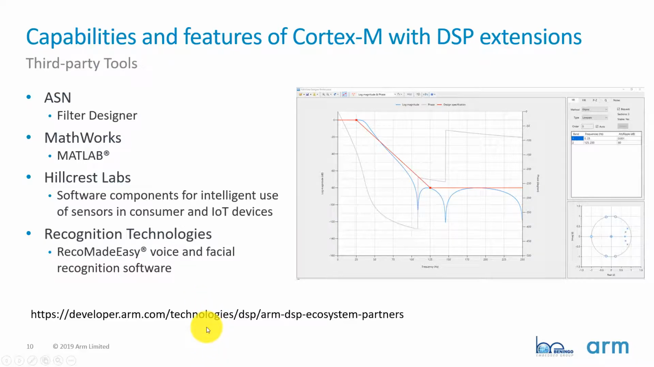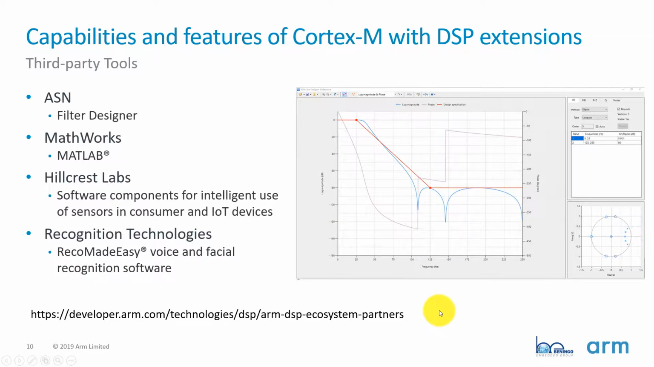So what I'm getting at is we don't have to redesign the wheel or design the wheel from scratch. There's already a lot of capabilities out there that we can leverage to help us speed up our development process. You can learn a little bit more about those here. There's a link here for the developer.arm.com website under Technologies, DSP, Arm DSP Ecosystem Partners. There's a big list out there. I just kind of grabbed a couple of the ones that I thought were most interesting to show you a representative example.